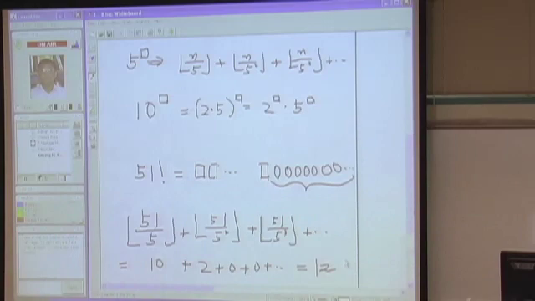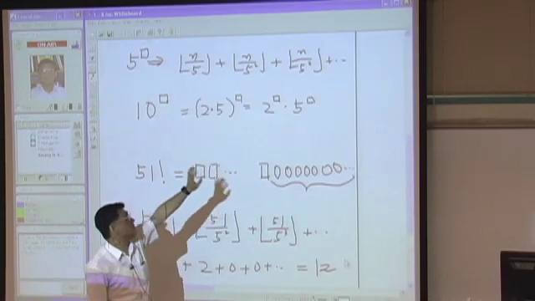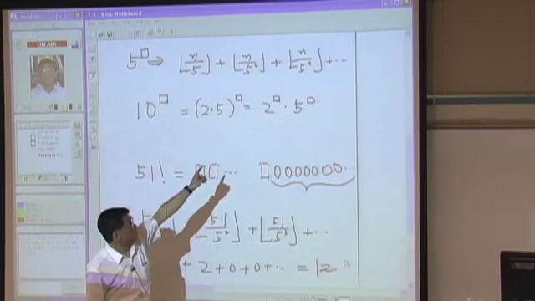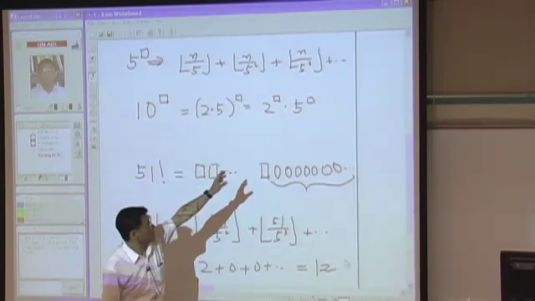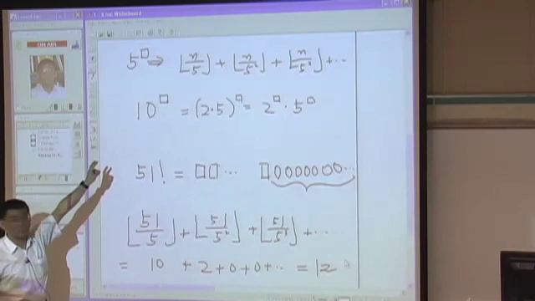Do you get it? Because to make 10, we need enough 5s. If you don't have enough 5s, even if you have very many 2s, it doesn't count, right? The 2s do not count. Only the exponent of 5 determines the exponent of 10.